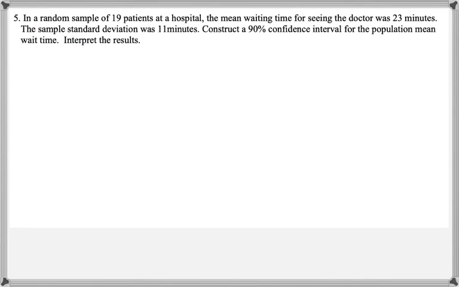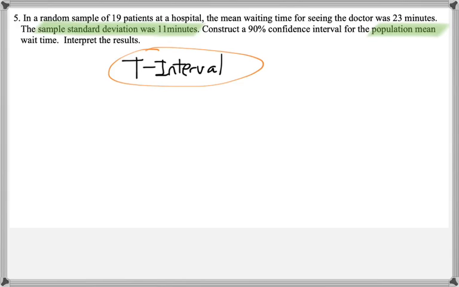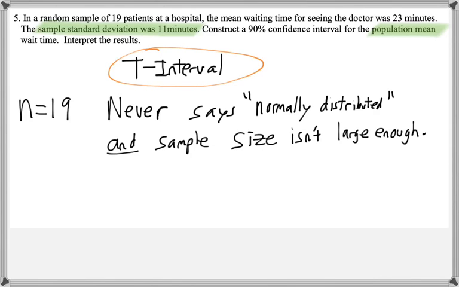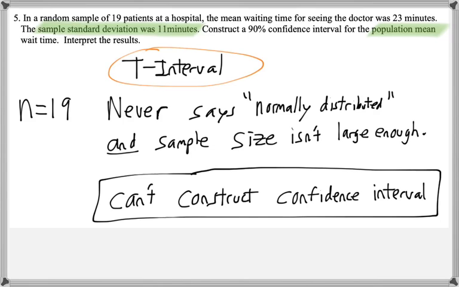On question 5, they are asking us to construct a confidence interval for the mean. So we know that we have to use either a z interval or a t interval. And they provide the sample standard deviation and not the population standard deviation. So we know we have to use a t interval. The sample size is 19. Now, it never says that the population is normally distributed. And our sample size isn't large enough, so it's not greater than or equal to 30. So actually, we cannot construct a confidence interval on this question.